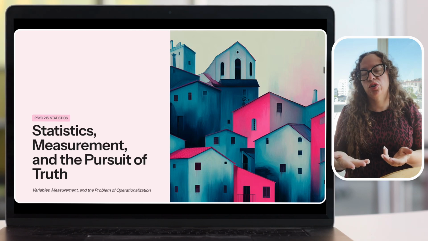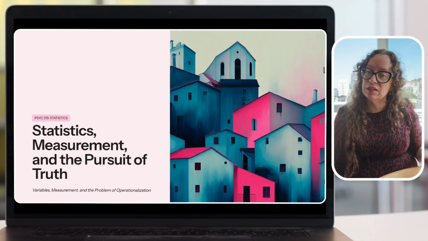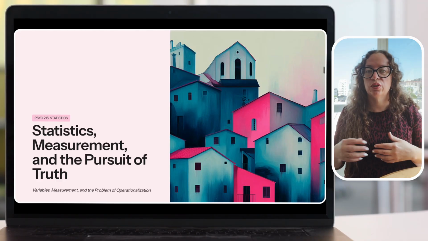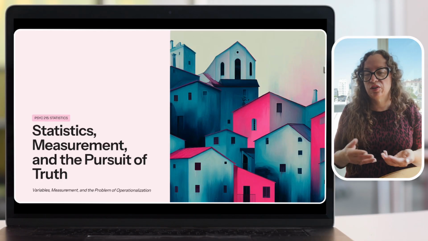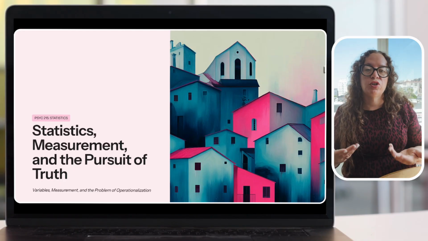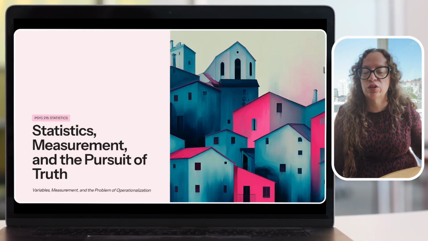And I want to start by pointing out something that may not be obvious. Measurement seems simple. It seems straightforward. You want to know how tall someone is, you get a ruler. You want to know how much they weigh, you put them on a scale. You want to know how fast they can run, you use a stopwatch. So measurement appears to be a solved problem, right? Just find the right tool and read the number.